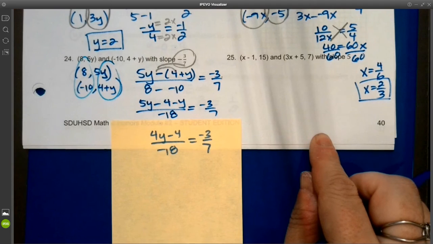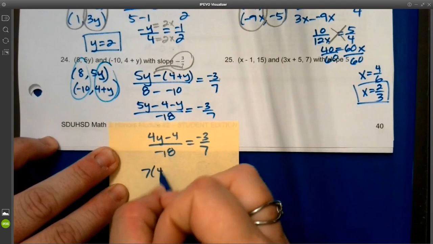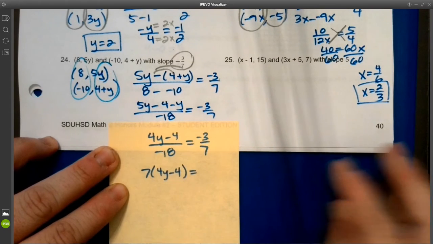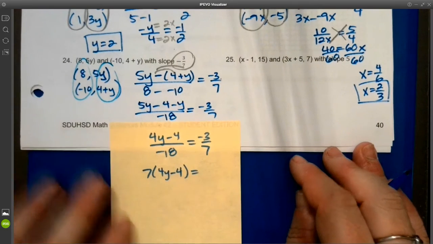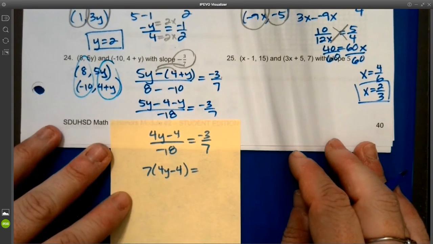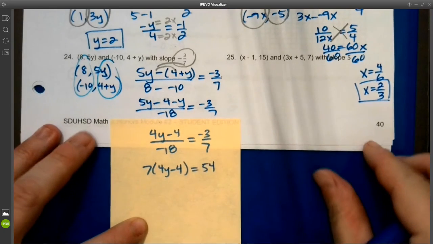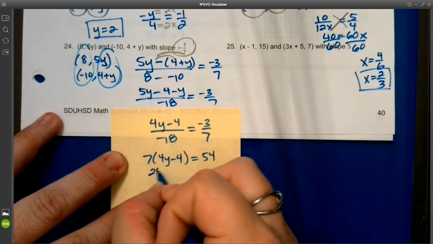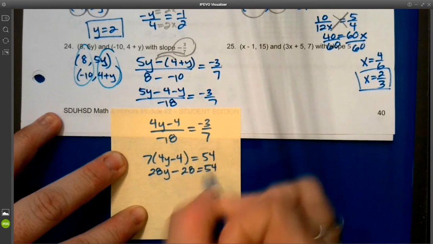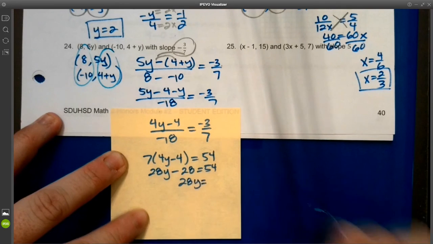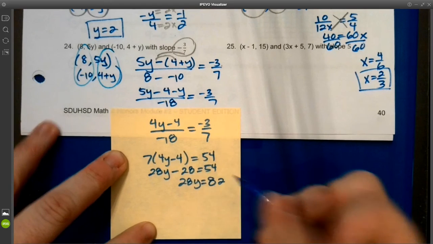So I'm definitely going to cross multiply to solve this thing. So that becomes 7 times 4y minus 4. And I'm going to set that equal to 18 times 3, which is going to be 54, I think. 18 times 3, let's see, is going to be 54. And I'm going to distribute that 7 through. So I have 28y minus 28, set that equal to 54. Then I've got 28y. I'm going to add 28 to both sides. What's that going to be? 82, I believe.